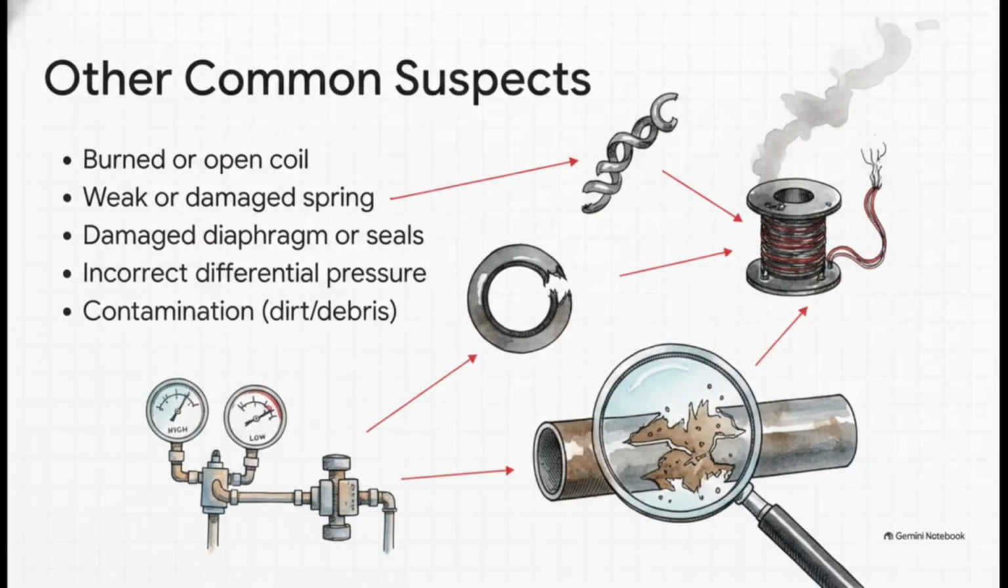Beyond those initial symptoms, we've got to keep our eyes peeled for other common failures. You might encounter a totally burned or open coil that does absolutely nothing when powered. You could find a weak or damaged internal spring that just fails to reset the valve. Damaged diaphragms or seals are super common wear items too. Sometimes it's just an incorrect differential pressure preventing a pilot-operated valve from shifting at all. But I really want to emphasize that last point, contamination. Simple dirt and debris are incredibly frequent offenders when it comes to valves sticking. Seriously, a tiny piece of pipe scale can bring an entire industrial process to a grinding halt.